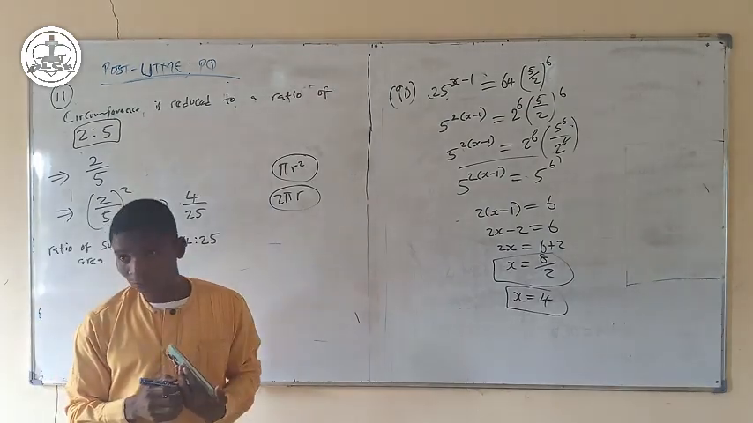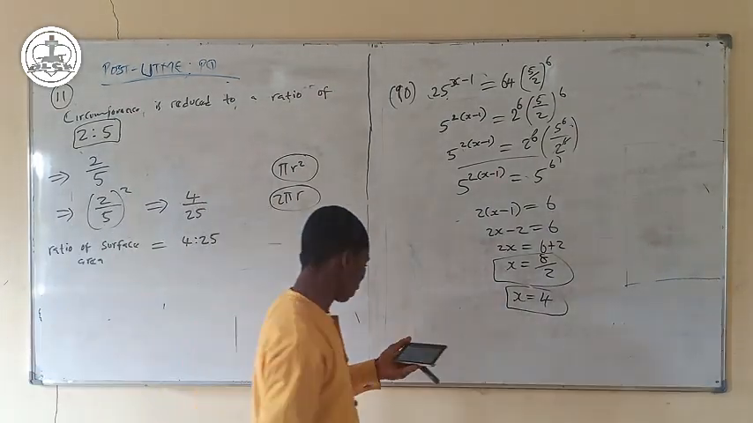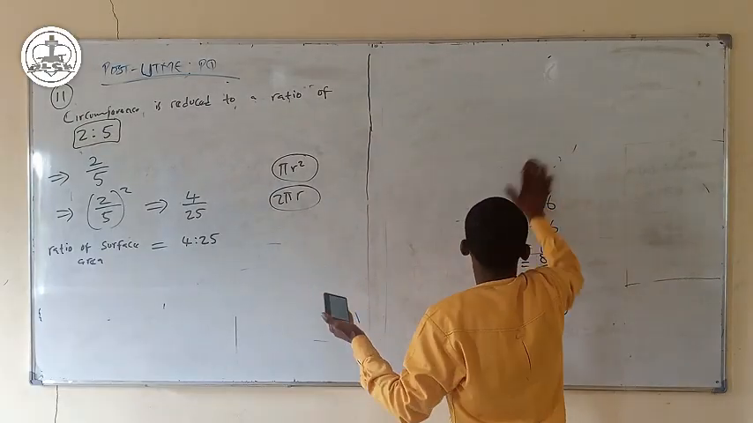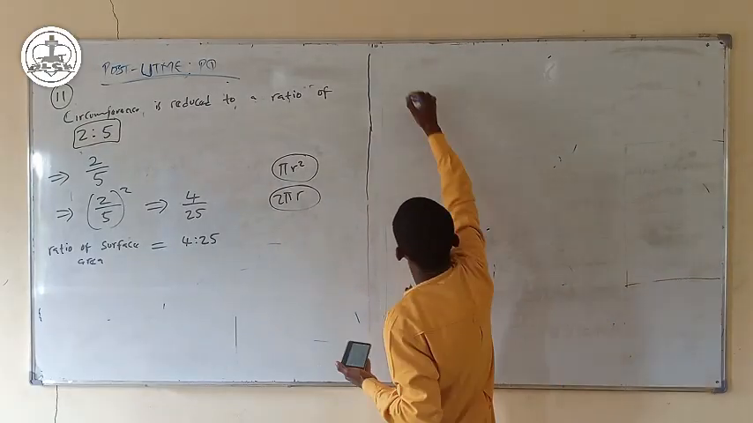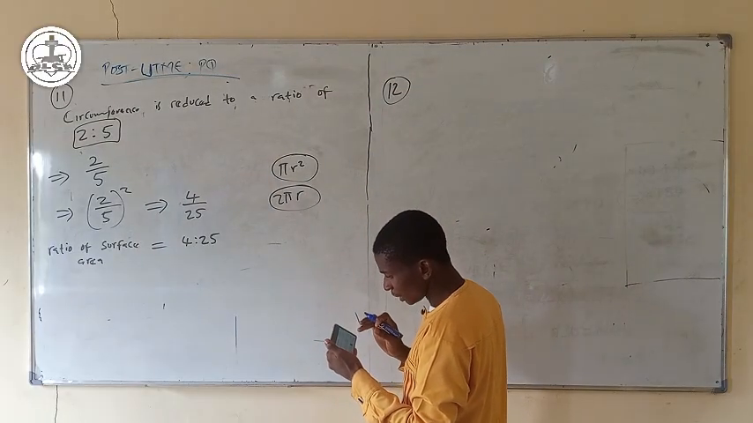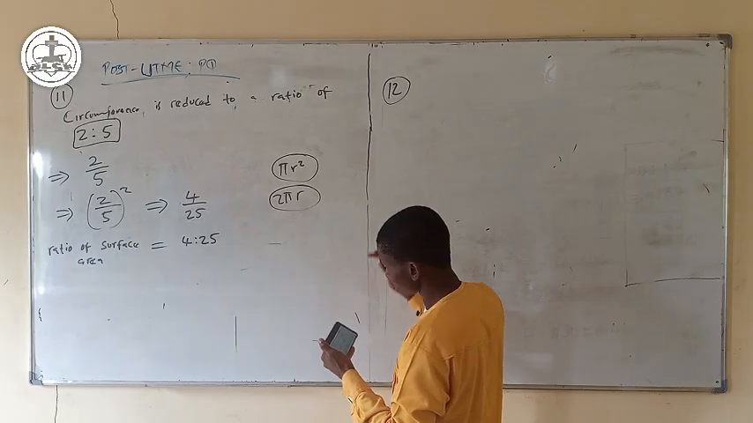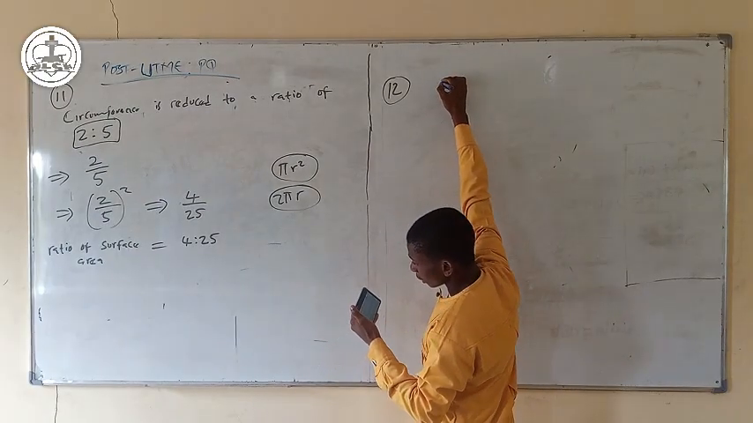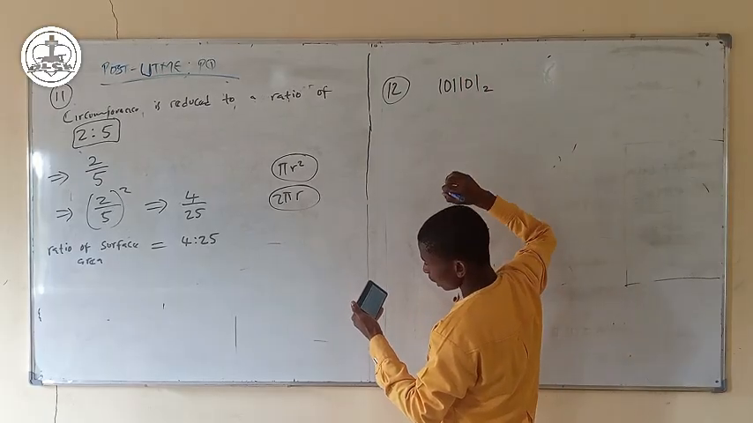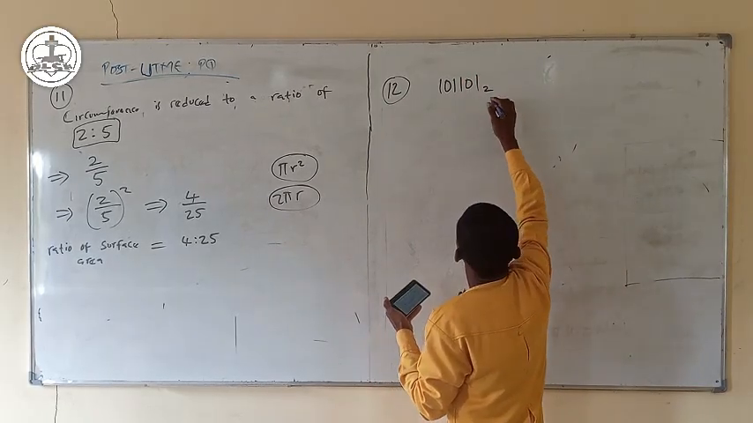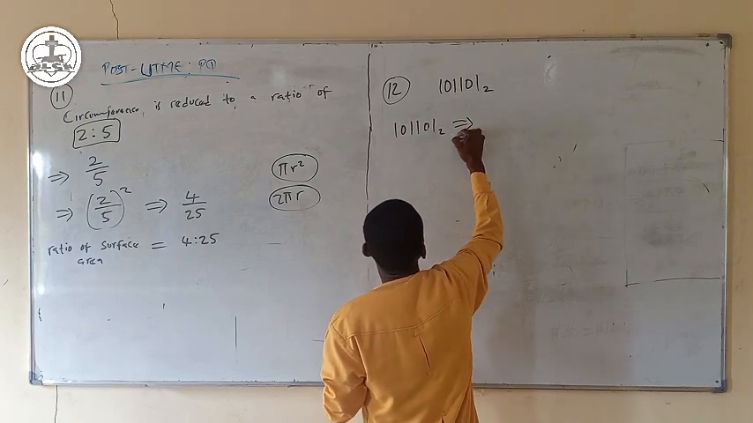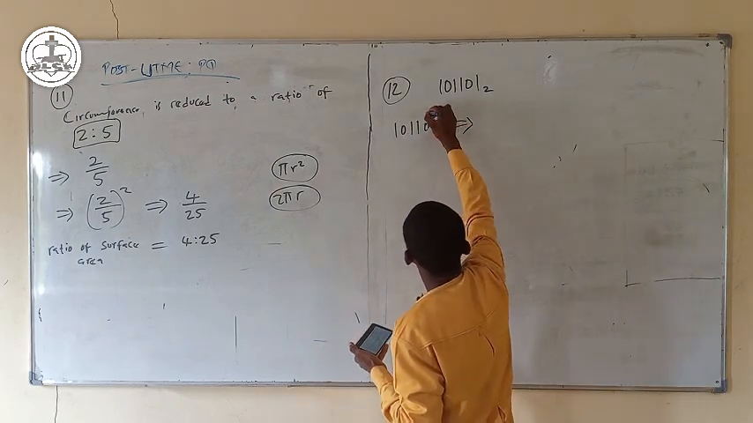So now we move to our next question. We said in base 10, the number equals, okay, they give us 101 in base 2, and we are to represent it in base 10. So we know how to do this. 101 in base 2 can be represented as, since it is in base 2, we are going to start with this.